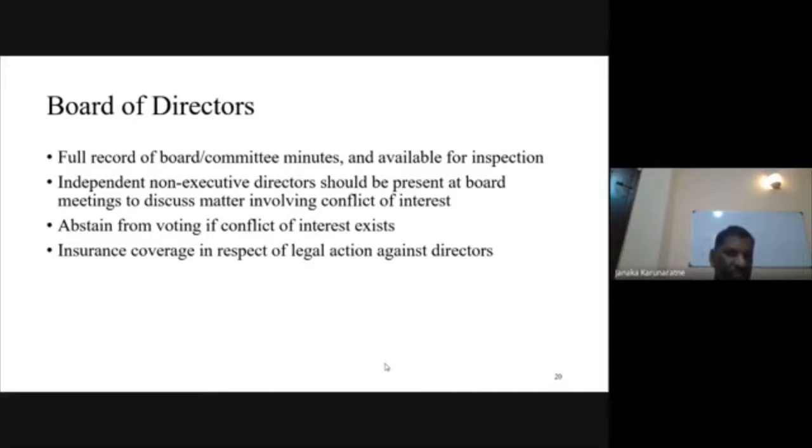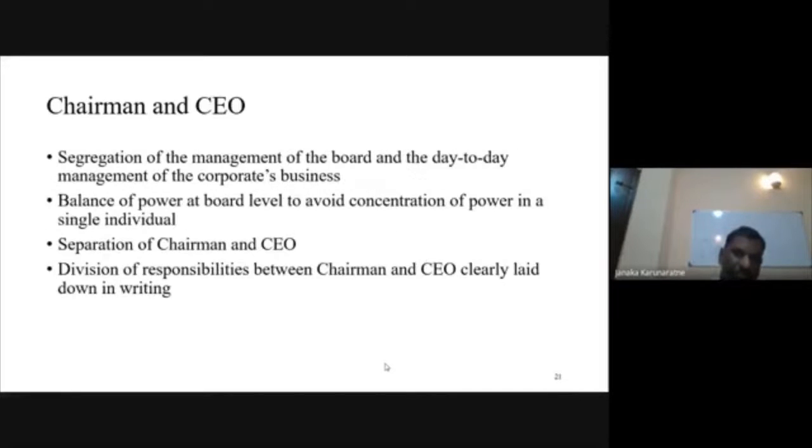Okay. Insurance, again. Generally, if there are genuine actions by the board, there must be protection for genuine actions against any legal action against the board by way of insurance coverage, for any action done in good faith without any malpractices. Chairman and CEO, okay.